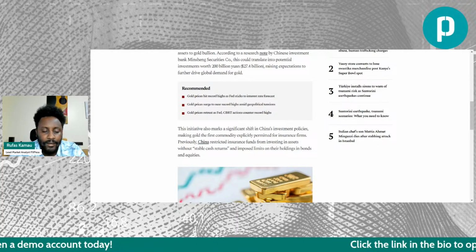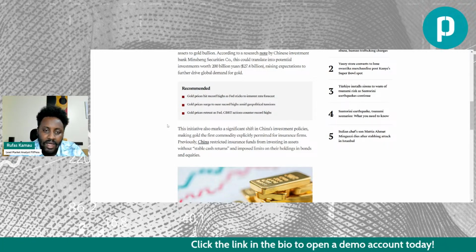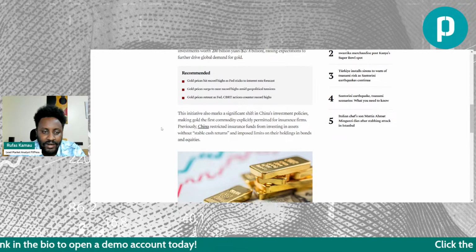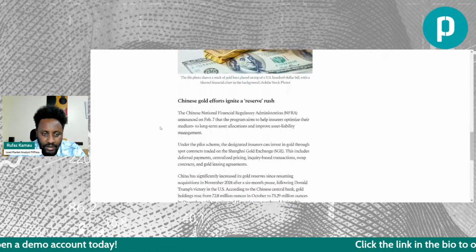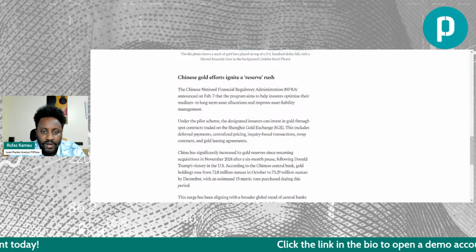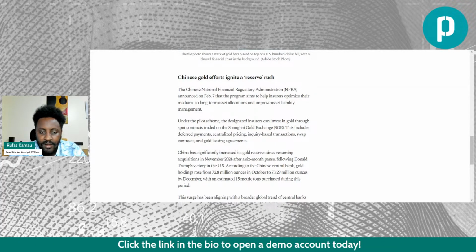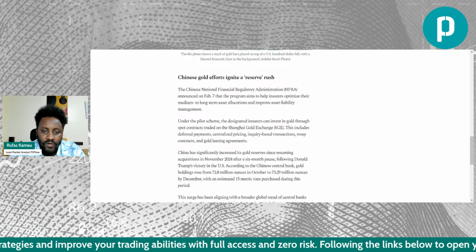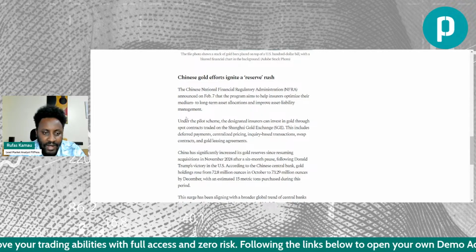A lot of market participants have been buying more and more gold out of the UK, and the Bank of England has been having difficulty meeting some of this increased demand for gold. So the Chinese National Financial Regulatory Administration announced on February 7 that the program aims to help insurers optimize their medium to long-term asset allocations and improve asset liability management.